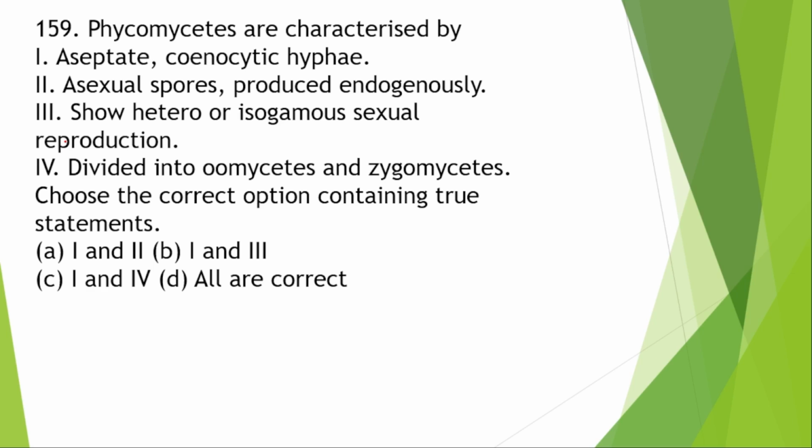159. Phycomycetes are characterized by aseptate coenocytic hyphae. Second one, asexual spores produced endogenously. This one is also right. Show hetero or isogamous sexual reproduction. Yes. Divided into oomycetes and zygomycetes. This one is also right. So all of them are right.